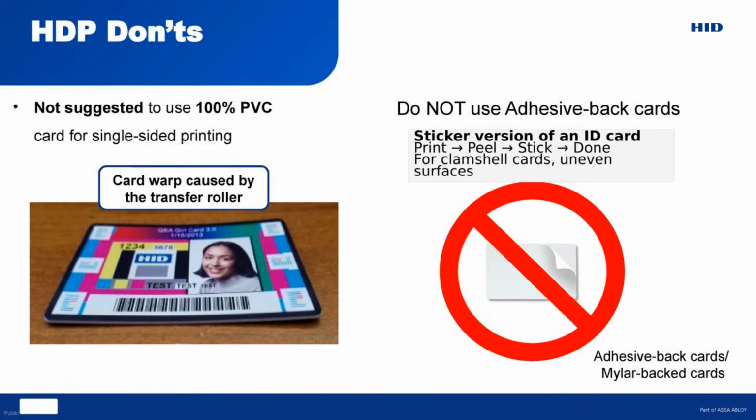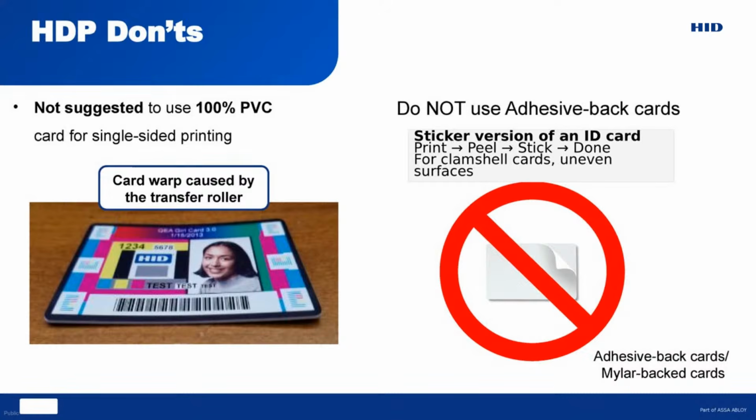So, things that we do not recommend using for retransfer printers: if you're using a single-sided retransfer printer, we do not recommend using 100% PVC cards. The reason for this is how cards are made. Typically, cards are made with a bunch of layers, and they're put under extreme pressure and heat. Well, as you can see from the graphic we had earlier, retransfer printers operate in the same way. When they transfer the image to the card, they emit extreme heat and pressure onto the card to fuse that image onto the card body.